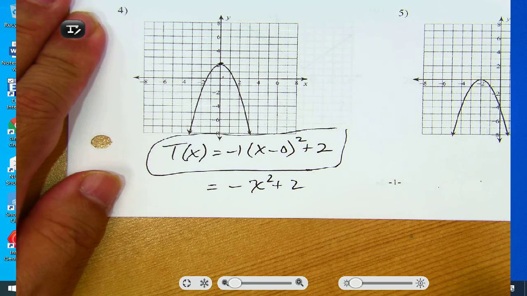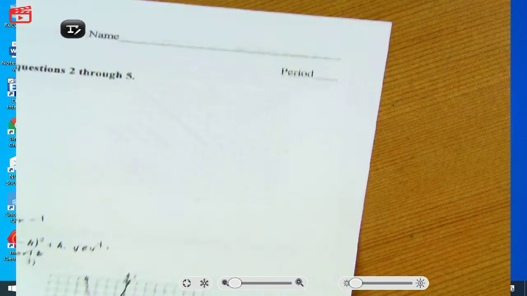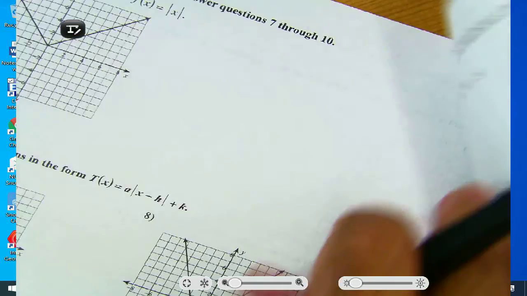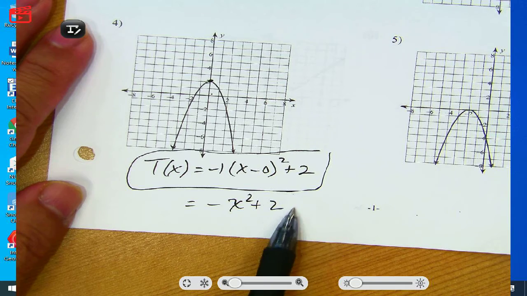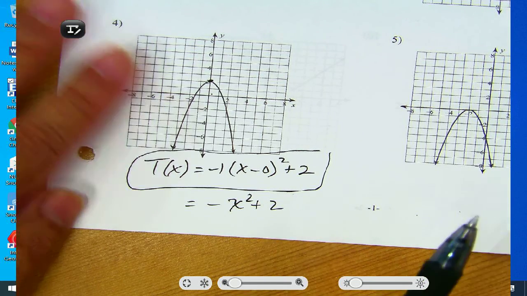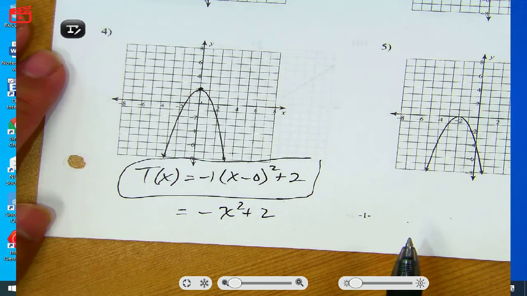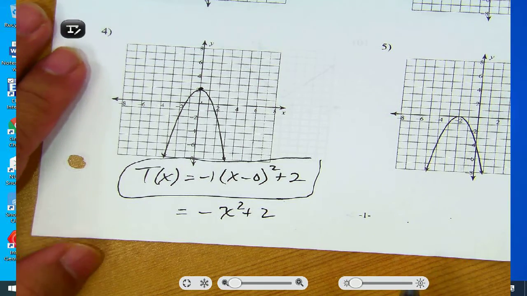Alright, ready for the next page? Sure. Next page. I'm doing one problem off the next page. Wait, so what was that answer? This is the answer. You can have either one of these. Oh, okay. Why is it negative? Because it slopes down? Yeah. Oh, okay.